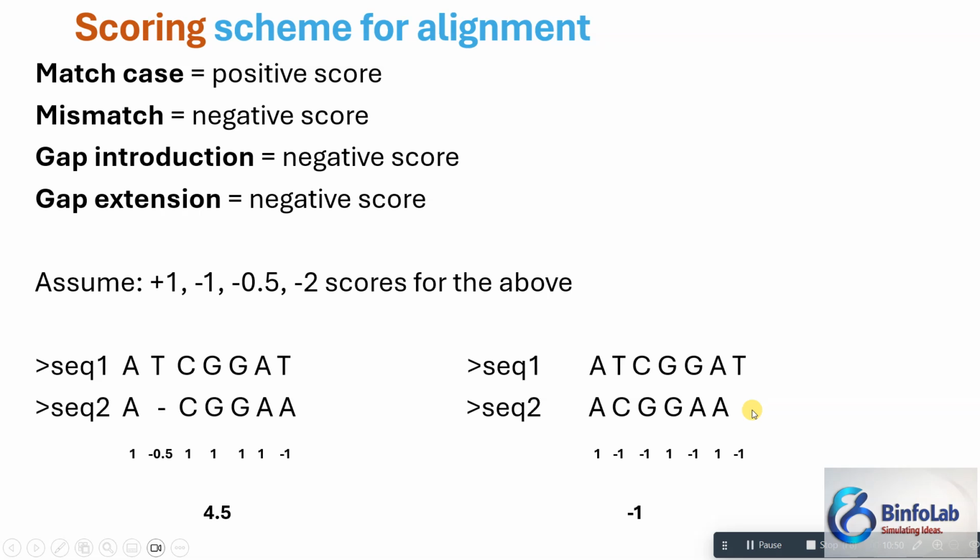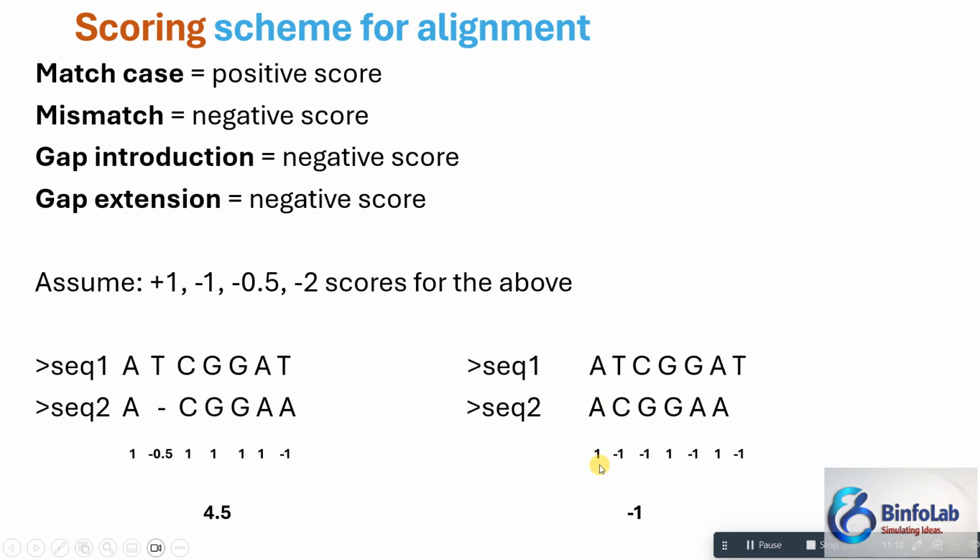Now calculate the score. Plus 1, mismatch, minus 1, mismatch, minus 1, plus 1, minus 1, plus 1, minus 1. I think the score is minus 1: 1, 2, 3 and 1, 2, 3, 4. So minus 1. Now compare these two scenarios: the same sequences, two different alignments.